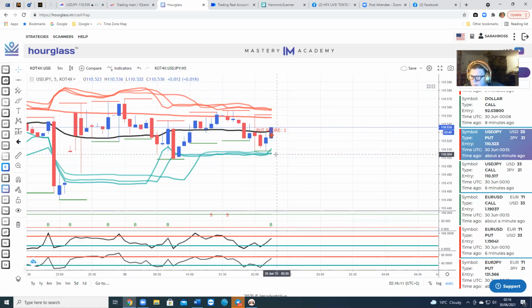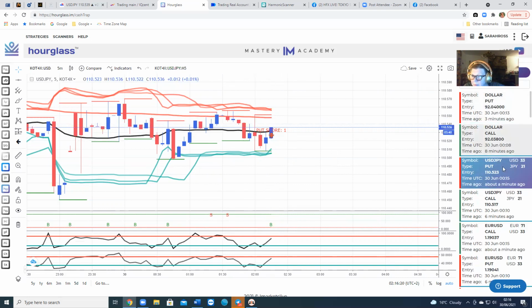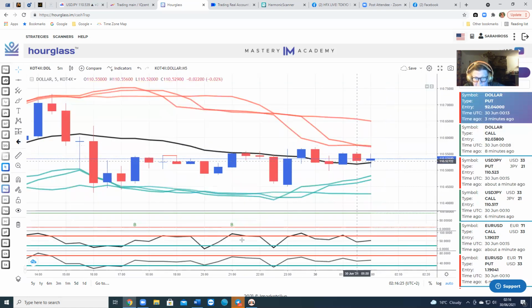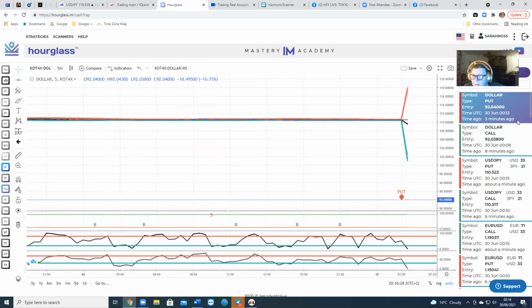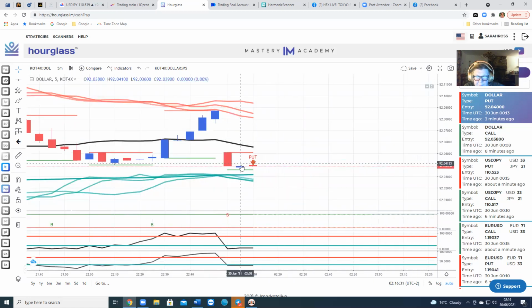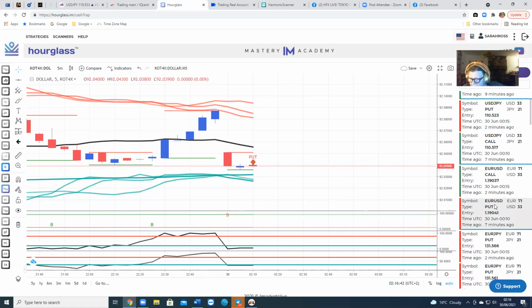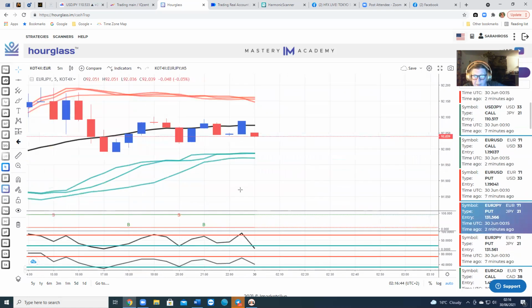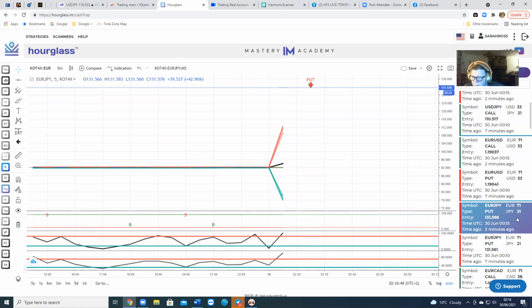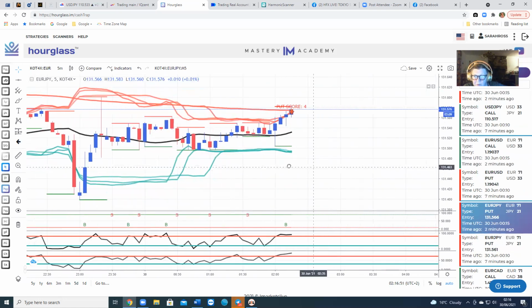So 33 to 21, it's called a put, but we've got that line there, and the dollar is a put. So let's see if that is moving down. It's kind of just sidling along the bottom, isn't it, at the moment? I've missed my 15-minute time trade because I can't see anything immediately obvious for me. 71 to 21 on the euro.